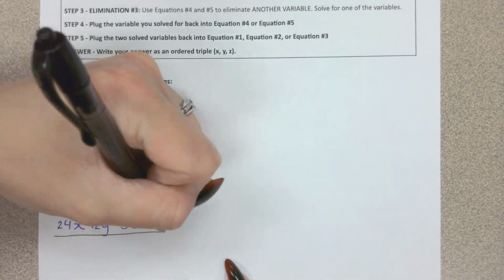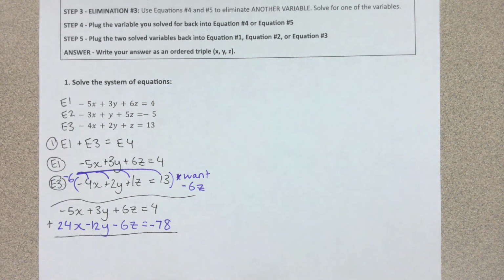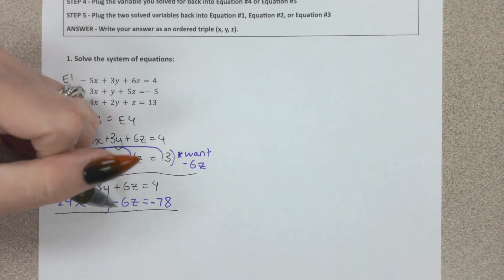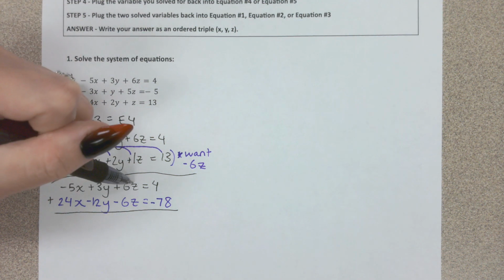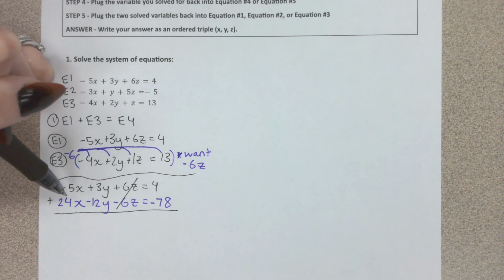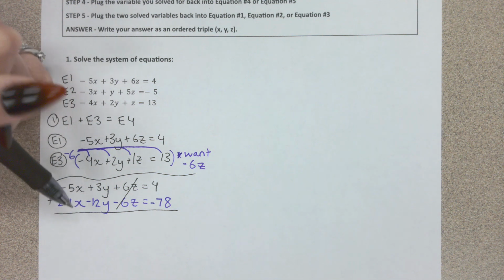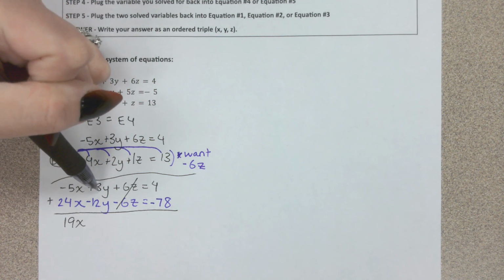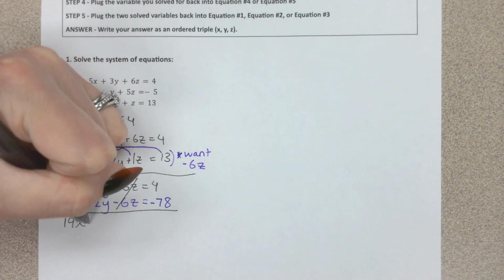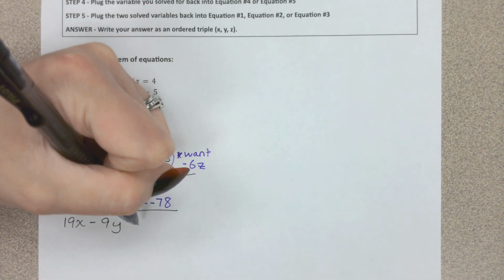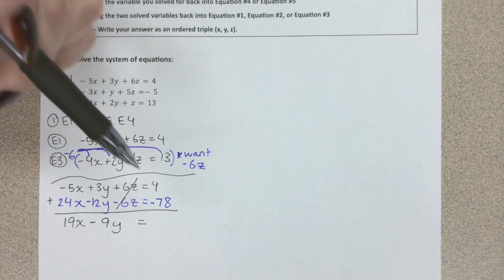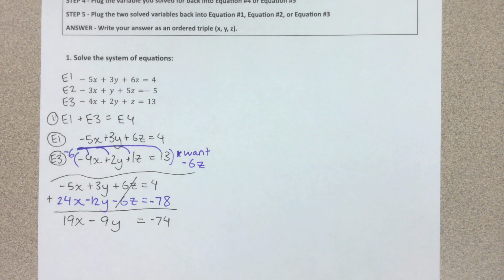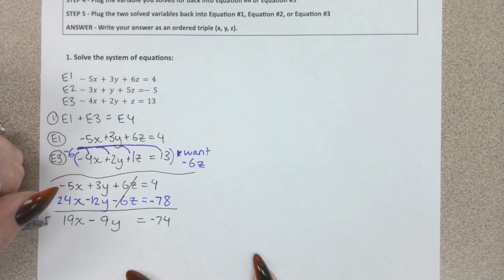And now I can do the elimination. First off, these 6z's are going to cancel. I've got a positive 6 and a negative 6, so I'll go ahead and do that. Negative 5x plus 24x, this is positive 19x. 3y minus 12y, that's negative 9y, equals 4 minus 78, that's negative 74. This is E4.